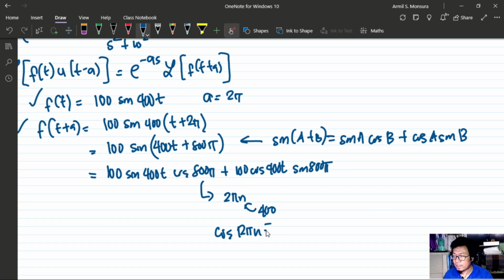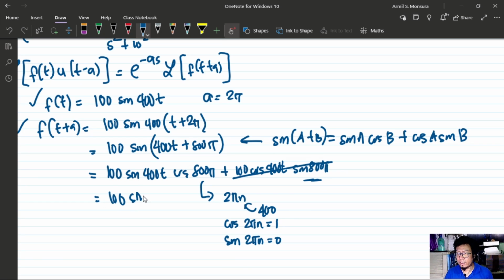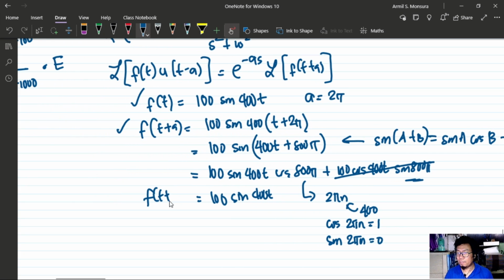Any multiple of 2 pi n: the cosine of any multiple of 2 pi n is 1, while the sine of any multiple of 2 pi n is 0. So essentially this term becomes 0 because of this factor, and this becomes 100 sine 400t times 1, because of this factor. Therefore, we see that f of t plus a is 100 sine 400t. This is also confirmed with the graph that we have here. So they are equal.